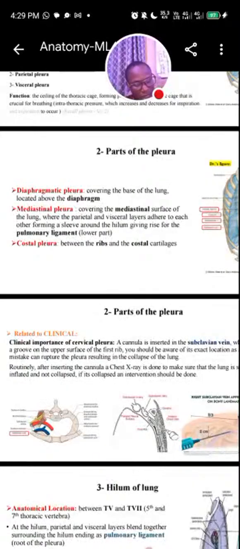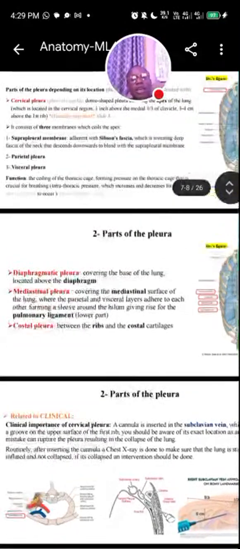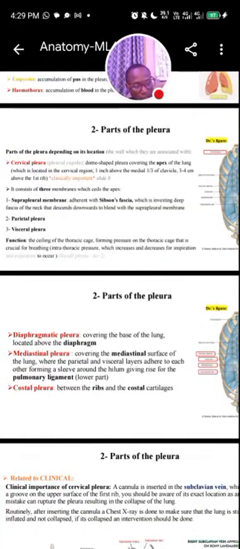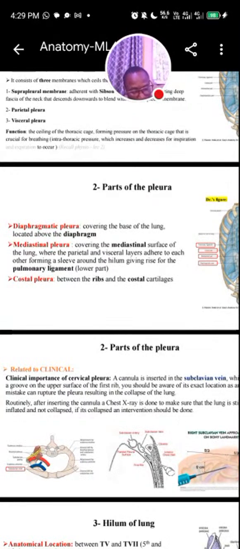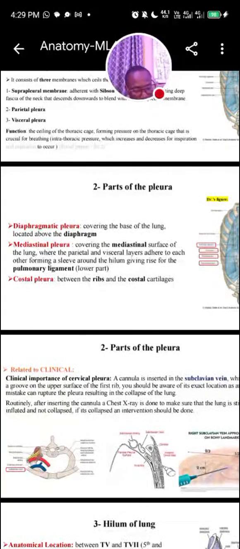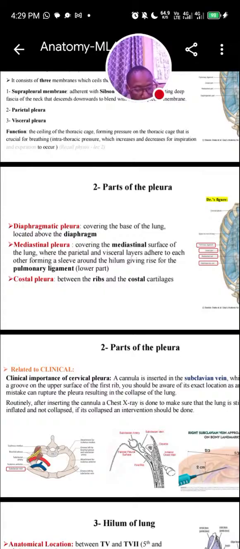Three things I've learned: the parts, the clinicals of the parts, IPC. Next I've learned the surface anatomy. What did I learn again? The reflections. Before the reflections, we talked about the hilum, the hilum, and then the reflections.